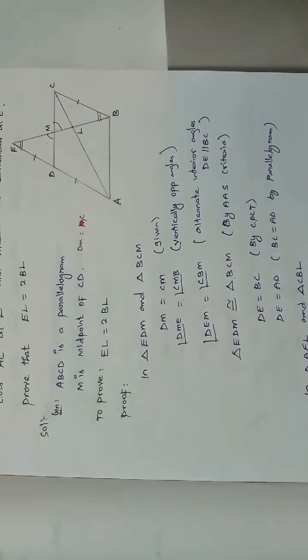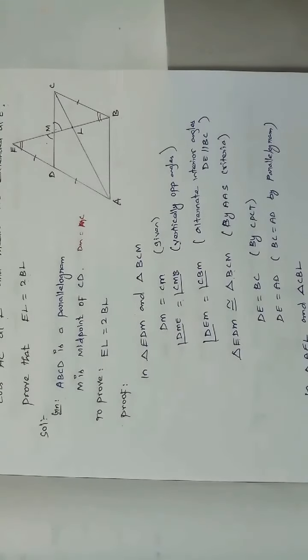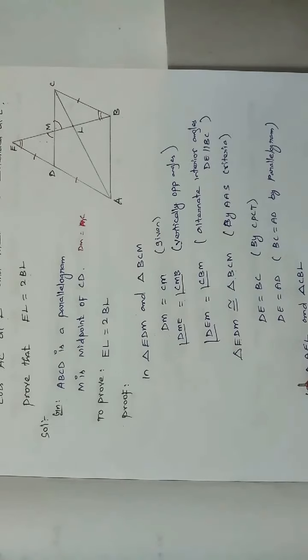Right? Now I am choosing the triangles. Now I am going to prove that EL is equal to 2BL. How am I going to prove that? I am going to take two triangles and prove that the two triangles are similar.